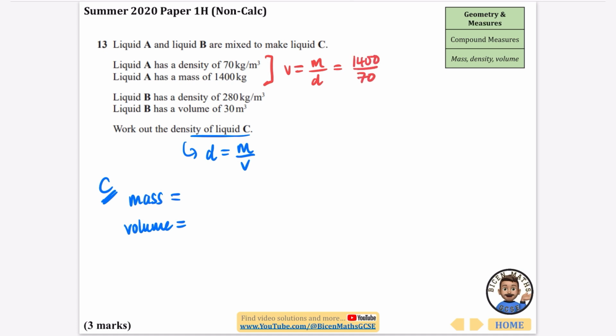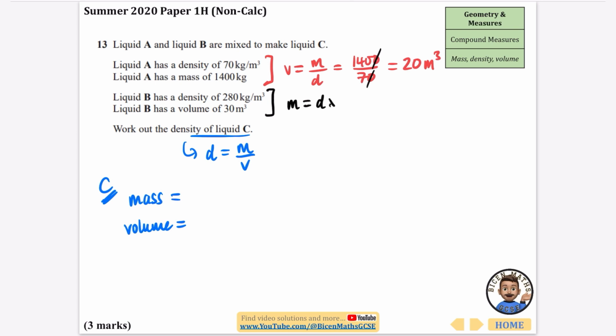Now it's non-calculator, so luckily these zeros are going to cancel, and 140 divided by 7 is 20. So we have 20 meters cubed for the volume. And then for liquid B that we've got here, we've got the density and the volume, so I think we should find out the mass.